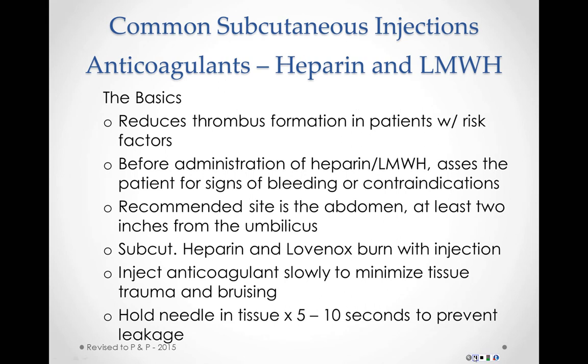Anticoagulants such as heparin and Lovenox are common subcutaneous medications as well. Lovenox is a low molecular weight heparin. These medicines are given to reduce the incidence of thrombus formation in patients with risk factors. Before administering anticoagulants, assess the patient for signs of bleeding and also for any pre-existing conditions that would contraindicate its use. The recommended site for subcutaneous anticoagulants is the abdomen, avoiding the umbilicus 2 inches all the way around.